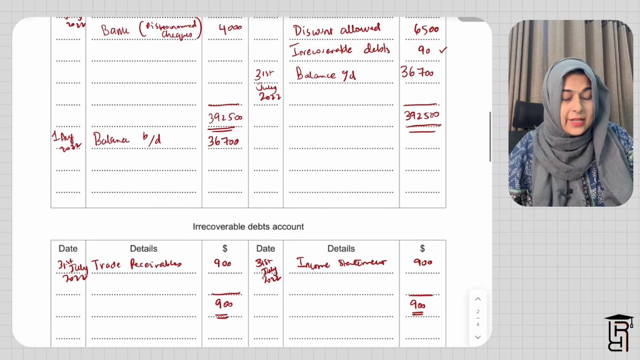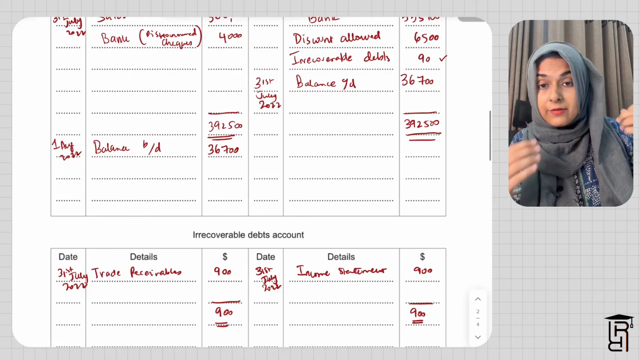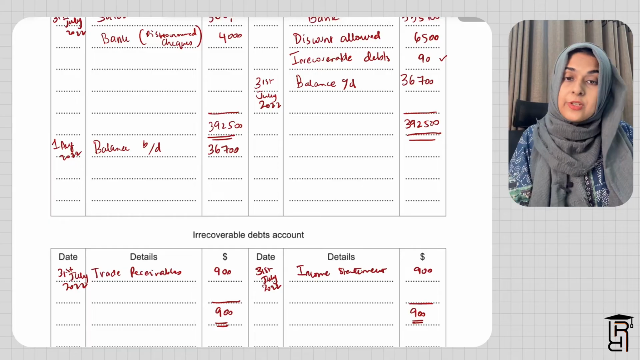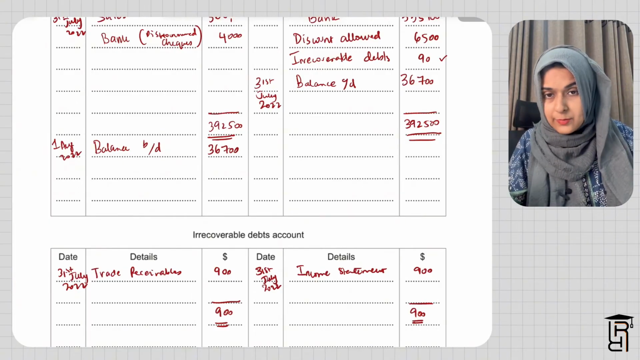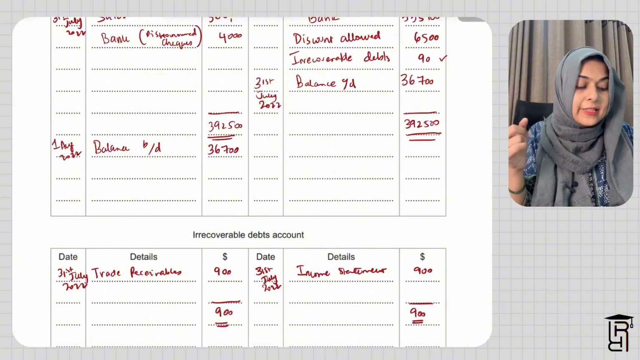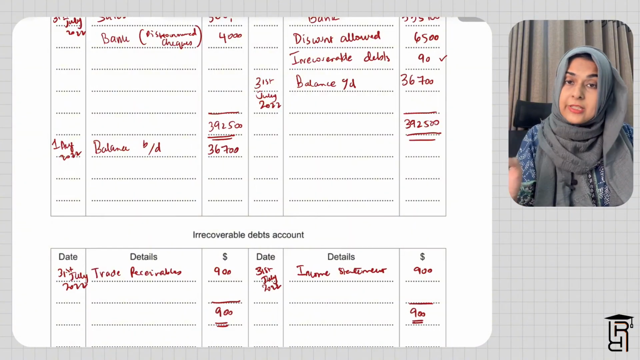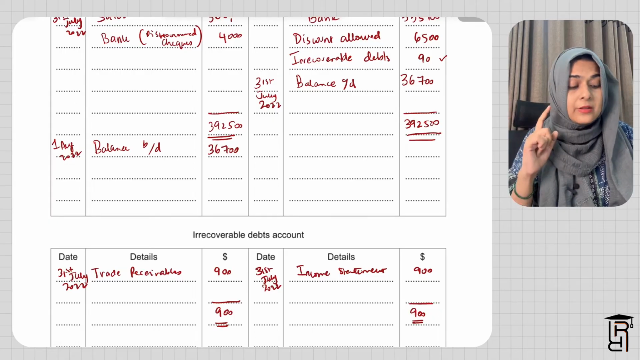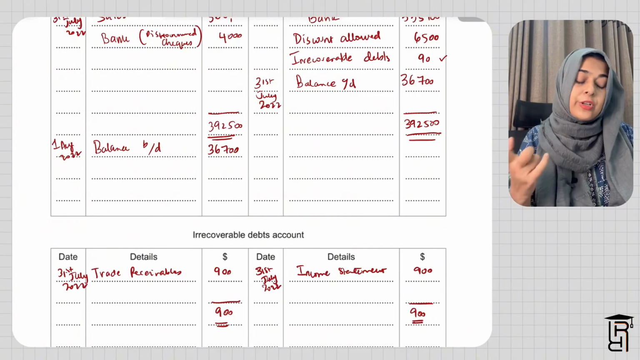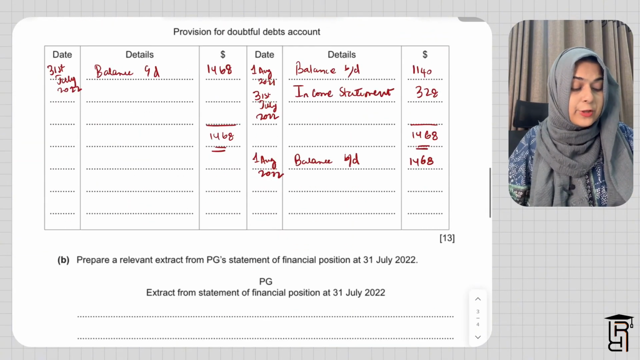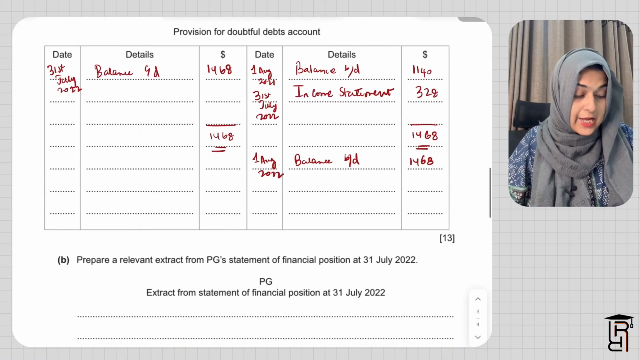Notice that provision for doubtful debts never comes in the trade receivables account, because provision is just an estimation of those trade receivables who might not pay us in future. It's not a confirmed thing. Irrecoverable debts, on the other hand, is a confirmation. It's confirmed that this trade receivable will not pay us in future. So we need to record irrecoverable debts in the trade receivables account, but we don't need to record provision for doubtful debts in the trade receivables account.